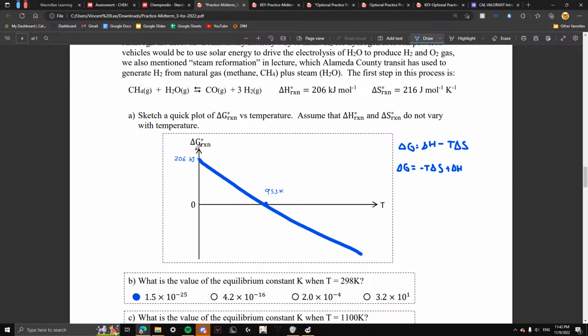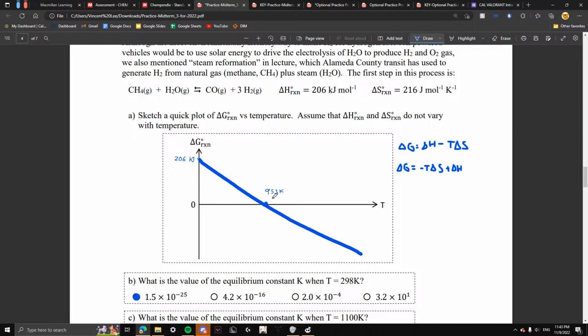If T is equal to 0, then you plug in 0 here, and delta G is equal to delta H. So it's going to be 206. If we want delta G to be 0, you can solve for that, and I'm going to spare you the boring calculation, but it's 953 Kelvin.